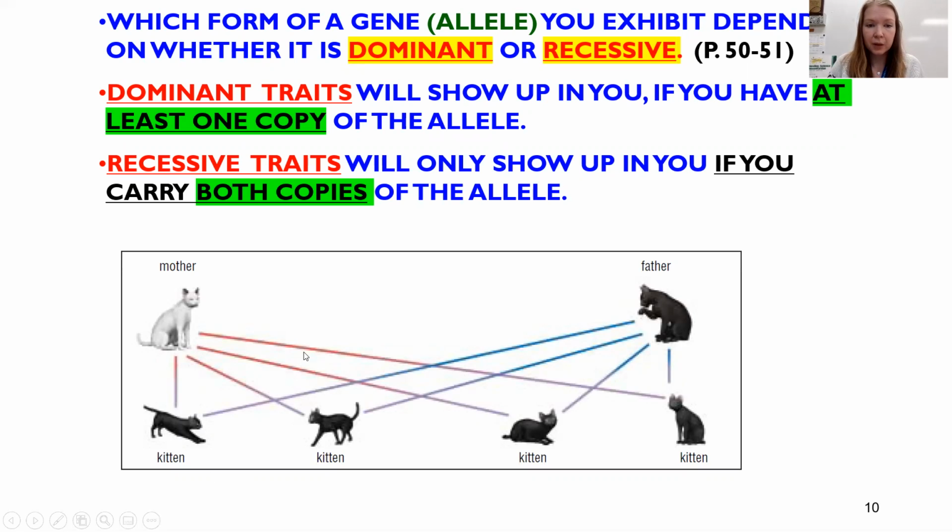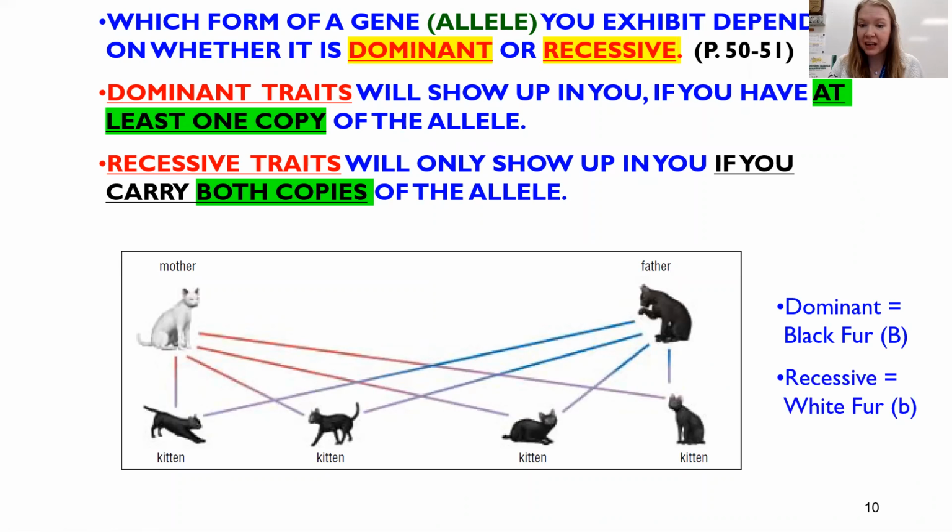So in this example here, we have a mother cat and a father cat. The mother has white fur and the father has black fur. All of their offspring have black fur. And so we are able to determine which is the dominant trait. In this example, the dominant trait is black fur and the recessive trait is white fur.